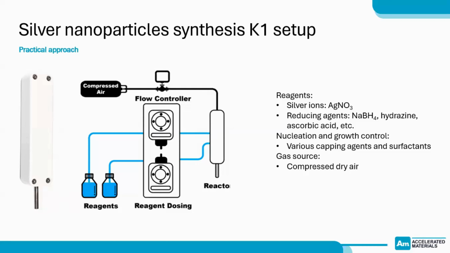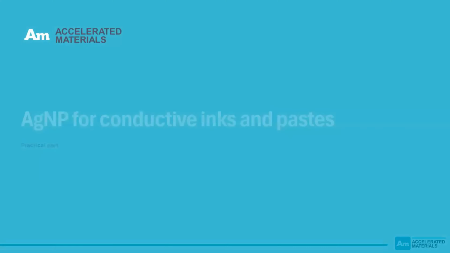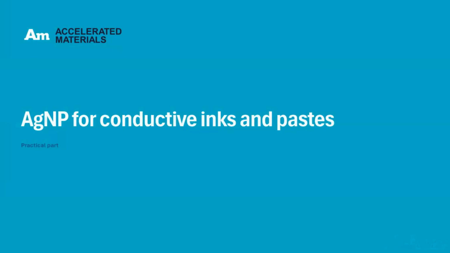And to control the mixing conditions, we varied the reagent and the gas flow. As you remember, the reactor consists of three tubes located coaxially. And yeah, let's go to the practical part.